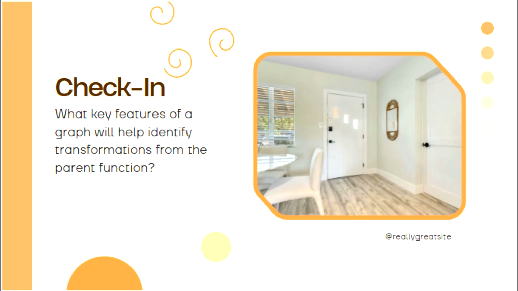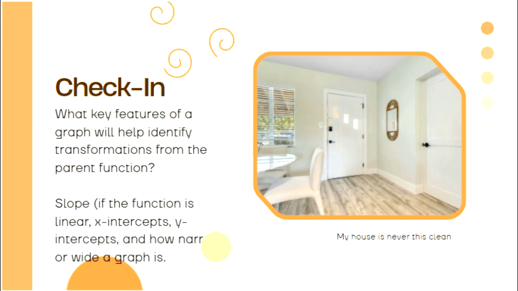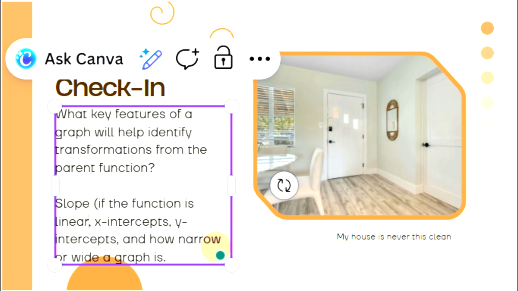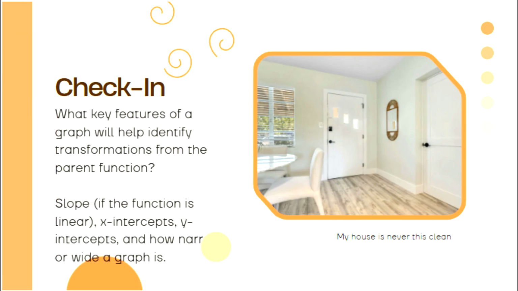Here's a check-in. What key features of a graph will help identify transformations from a parent function? So basically, what do we look at to try to figure out what transformations happened? What you need to look at is the slope, if the function is linear, x-intercepts. Okay, so it's only if the functions are linear that the slope is of value, okay? The slope doesn't really matter for the other stuff. So we're looking at slope, x-intercepts, y-intercepts, and how narrow or wide the graph is.